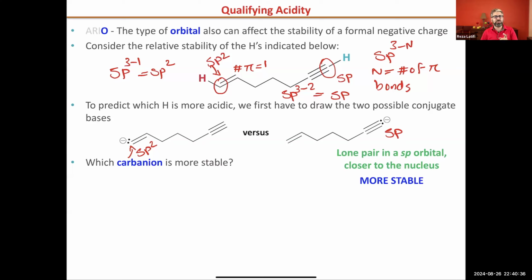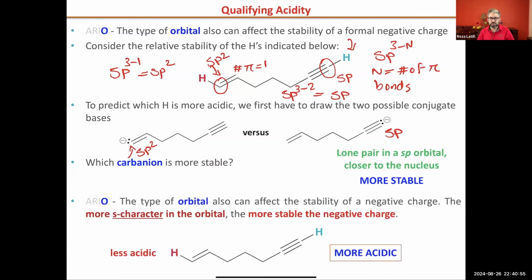So I'm going to say if you take H from sp hybridization, you will get a more stable conjugate base. Because the conjugate base will be more stable, I'm going to say that H will be more acidic. I'm talking about this H. That H is more acidic. So which one of these is more acidic? The one that has sp hybridization versus sp2. So sp is more acidic than sp2.